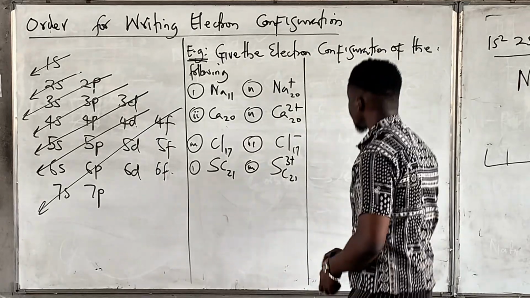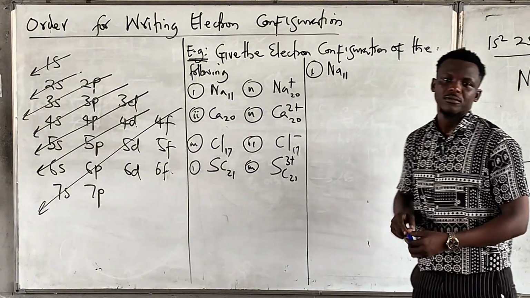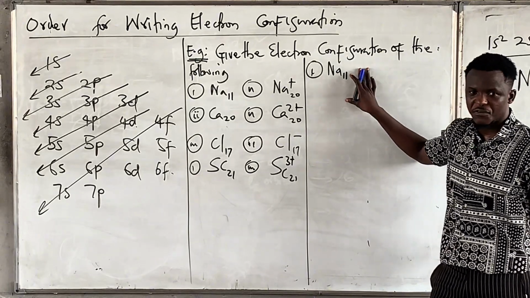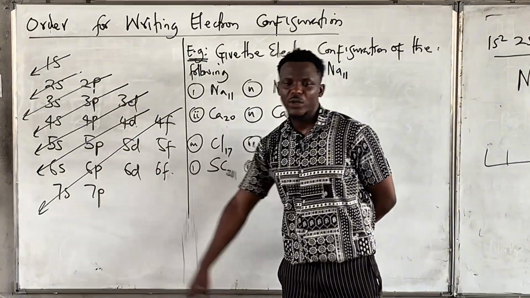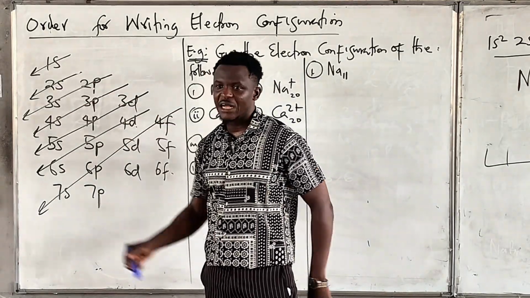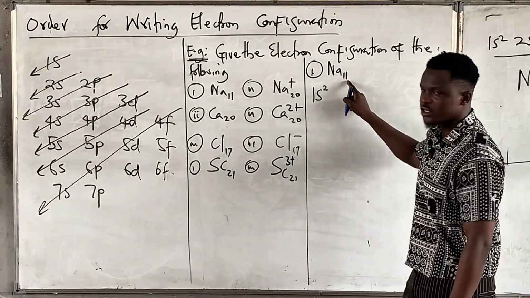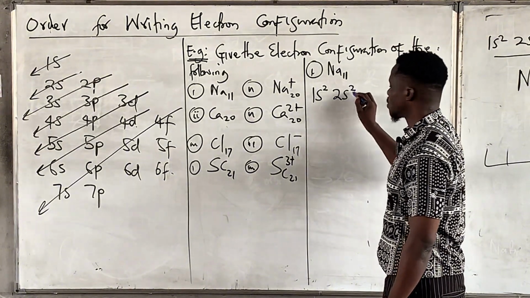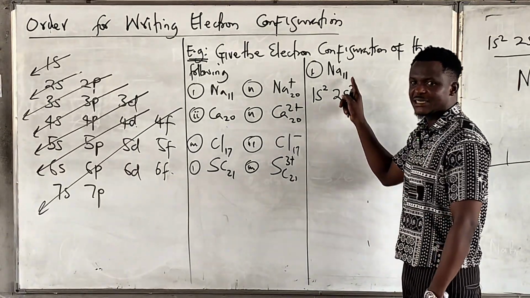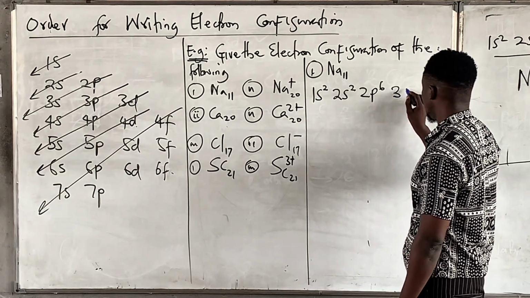So let's start with the first one, Na. Please pay attention and look up. This has atomic number of 11. If I want to write the electronic configuration for this, I already gave us an order we are going to follow. We're going to start with 1s. This is going to be 1s2. I've used 2 electrons. 2s2, because after 1s is 2s. Now, 4 electrons have been used, remaining 7. You have 2p6. You have 3s1.